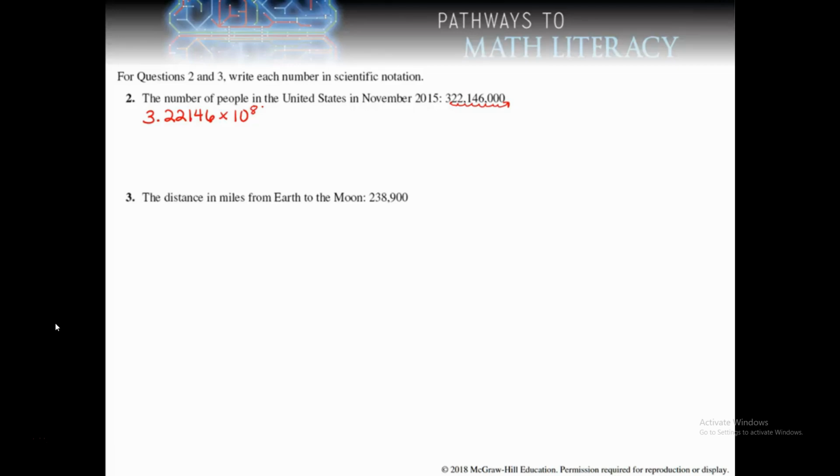In number 3, the distance in miles from Earth to the Moon, 238,900. So again, I'll write 2, the very first digit in the number, point, 389, and I can stop when all the rest are zeros, times 10 to the, well, with that decimal point right after the 2, I would have to move that decimal point 1, 2, 3, 4, 5 to return it back to the regular number, so 2.389 times 10 to the 5th.